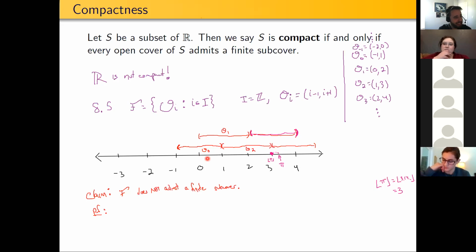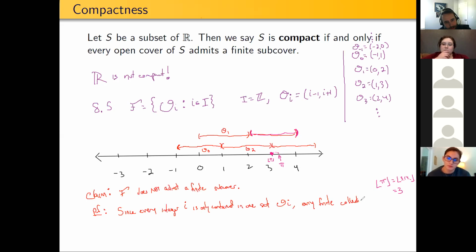Okay, that's not the argument I was going to make, but I like that argument. Let's see if we can run with that. So we could say, proof: since every integer I is only contained in one set O sub I, any finite collection of sets in F can only contain finitely many integers.